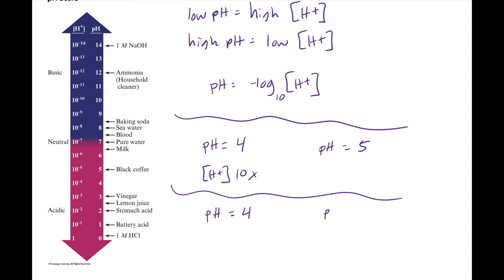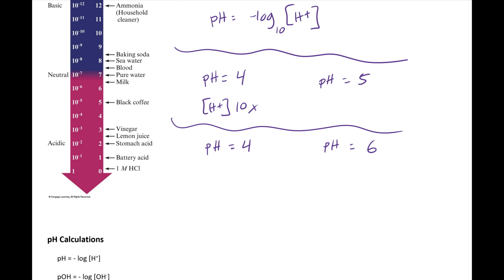Okay? If you compare pH of 4 to a pH of 6, okay, the hydrogen ion concentration in the solution of a pH of 4 is not 10 times greater than the pH of 6, but 100 times greater than the pH of 6. And that's because they differ by 2 on the pH scale, but because the pH scale is base 10, that's really saying 10 to the second power, which is 100 times.